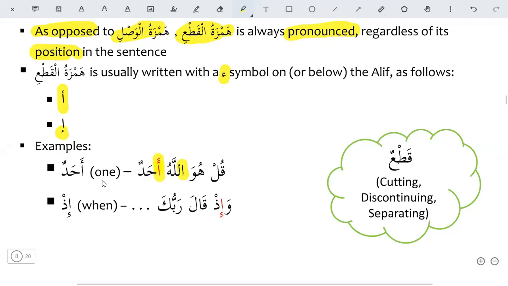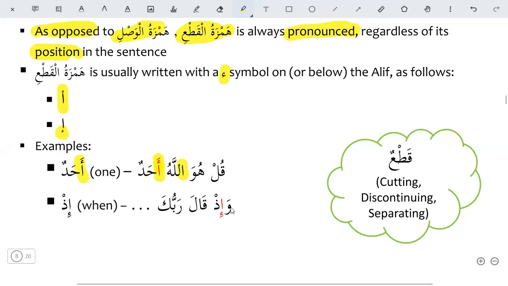Qul huwallahu ahad. Ahad. This alif, whatever its position in the sentence, we must pronounce. Even if this is in the beginning of the sentence, even if this is in the middle of the sentence, even if this is at the end of the sentence, we must pronounce this Hamza.